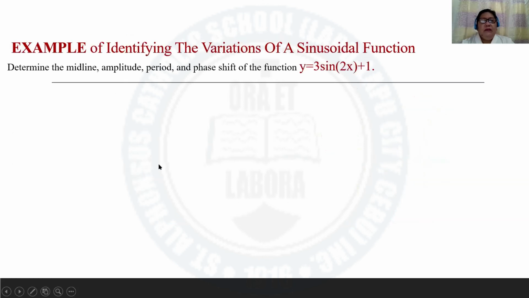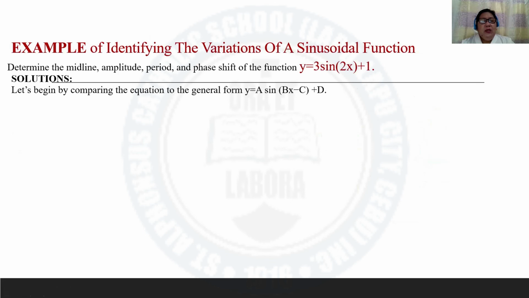Next. For example, determine the midline, amplitude, period, and phase shift of the function y equals 3 sine 2x plus 1. So let us begin by comparing the equation to the general form. Given y equals 3 sine 2x plus 1, the value of a is 3 here. The value of b is 2, it's here. And the value of d is 1. And there is no constant after 2x, so c is 0.